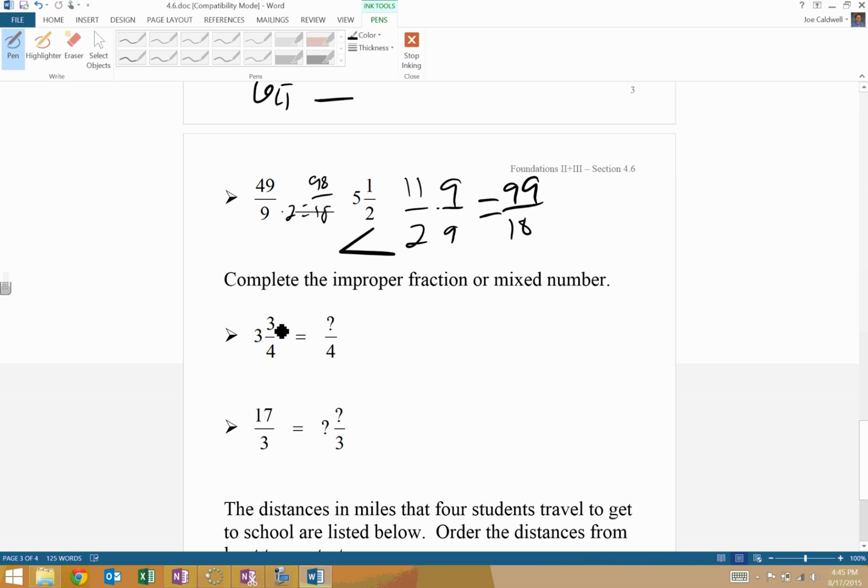So this one, improper fraction into mixed number, improper fraction into mixed number. So we're doing the whole number times denominator plus numerator. 3 times 4 plus 3, so that would be 15/4. Go the opposite way. 3 goes into 17 5 times with a remainder of 2.